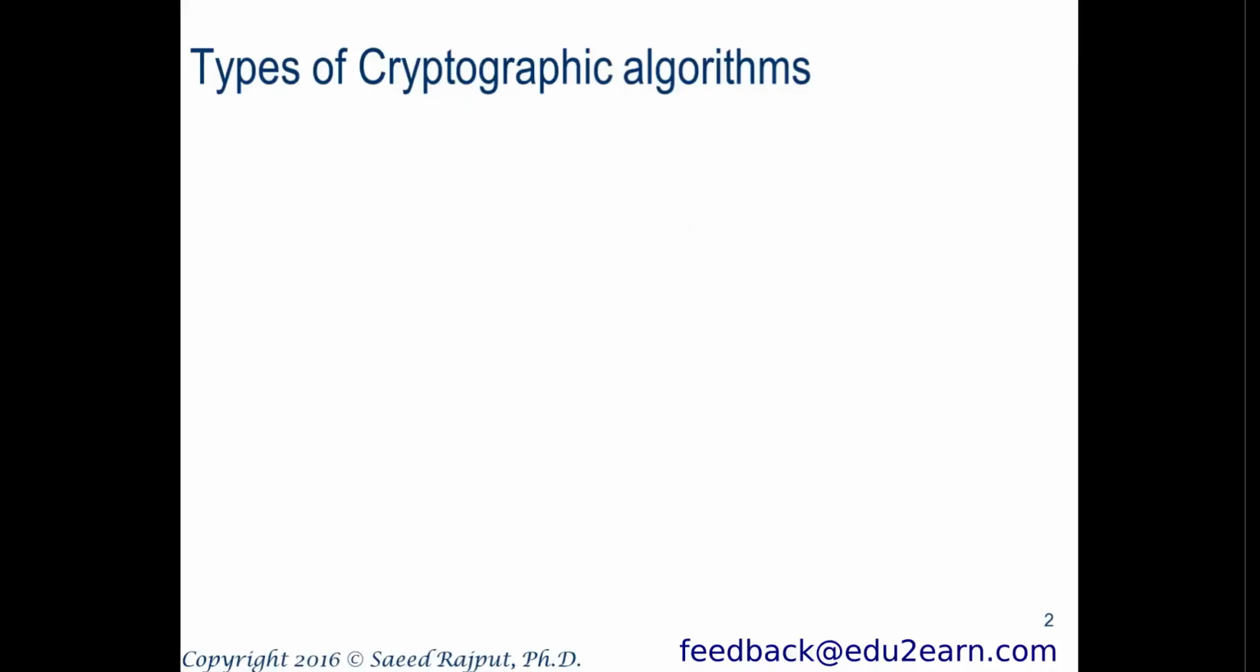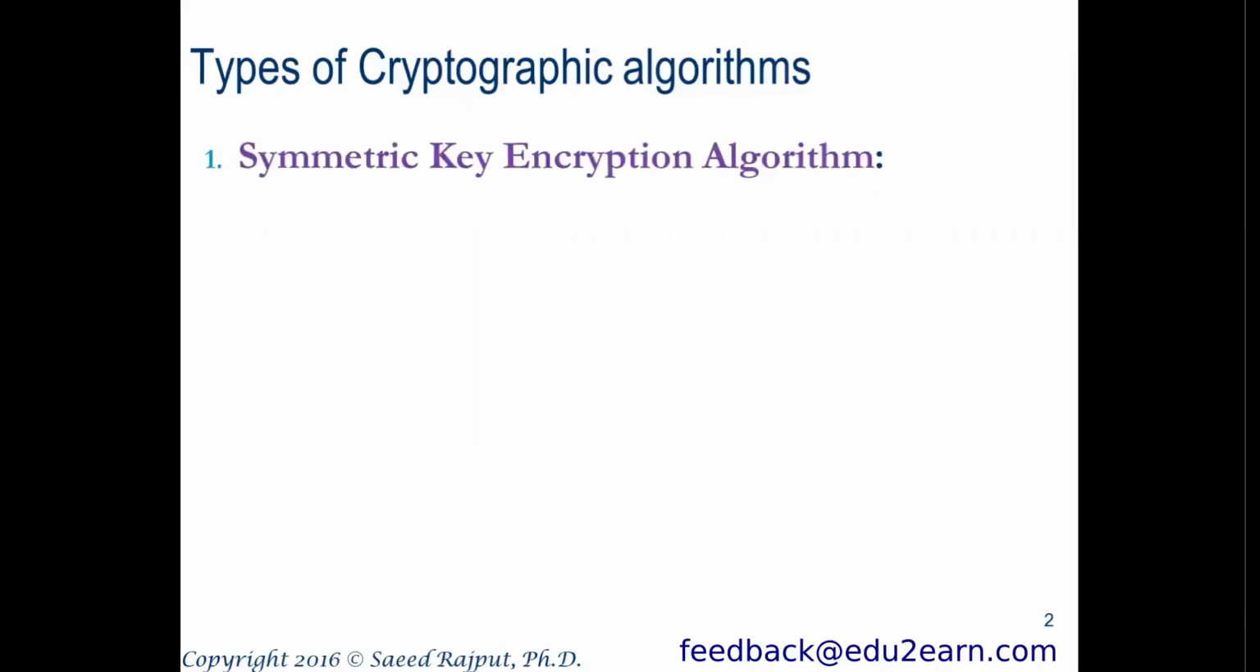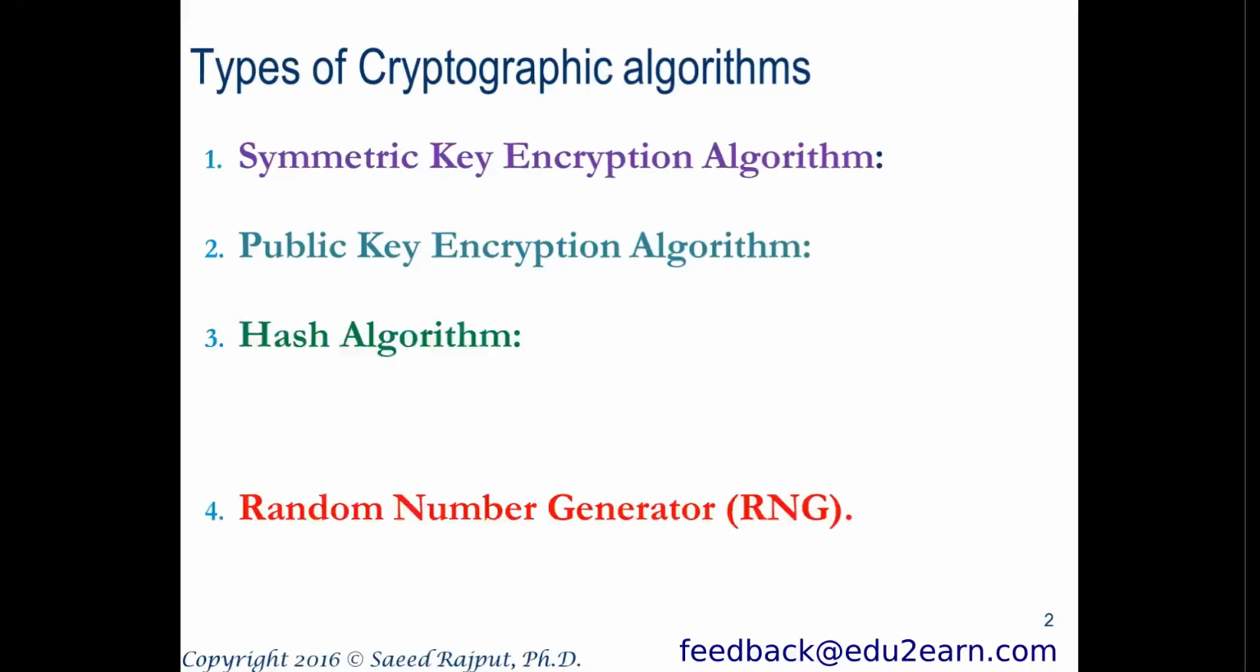At the moment, we have these 4 different types of algorithms available to us. Number 1 is the symmetric key encryption algorithm, then public key encryption algorithm, hash algorithms, and random number generators. So there are 4 algorithms in 4 different colors, and these coloring schemes are important because they will continue throughout the book. Whenever we deal with random, it will be red. Whenever we deal with public key cryptography, it will be purple.